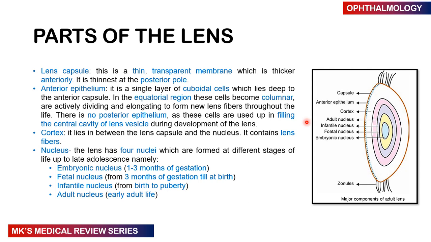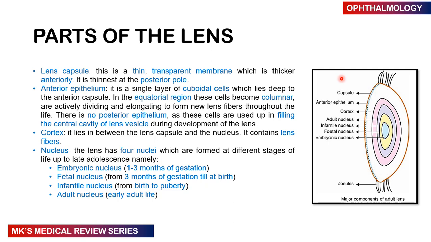Now, what are some of the parts of the lens? So you have a capsule, which is going to be surrounding the lens. This is going to be thin, it's going to be transparent, it's going to be thick anteriorly, and it's going to be thin posteriorly. So you have a thick part in the anterior aspect, and a thin part at the posterior aspect.